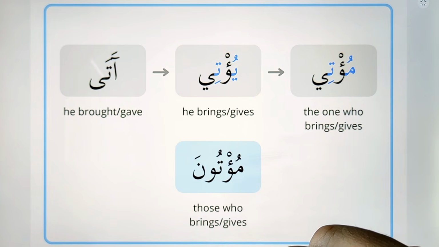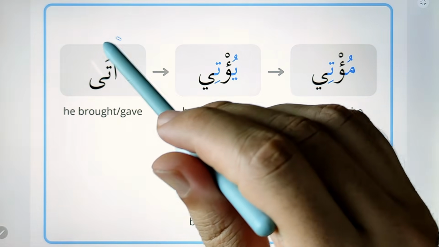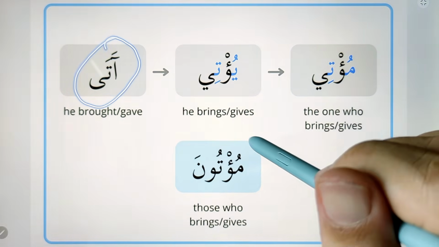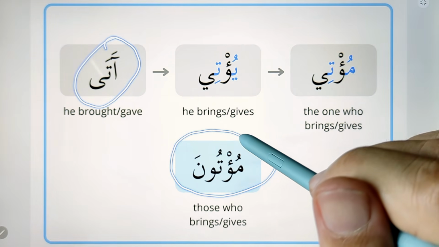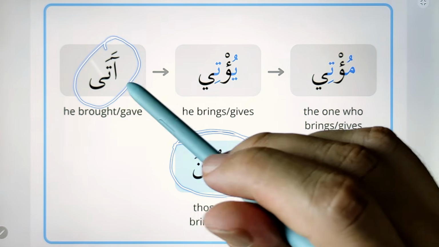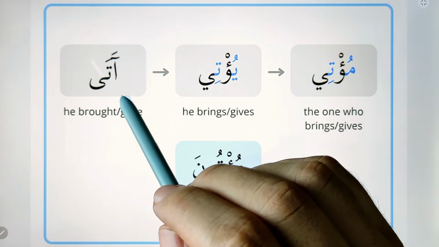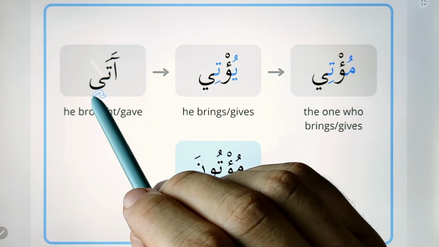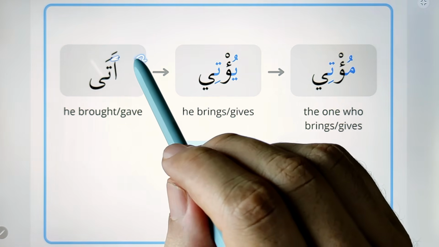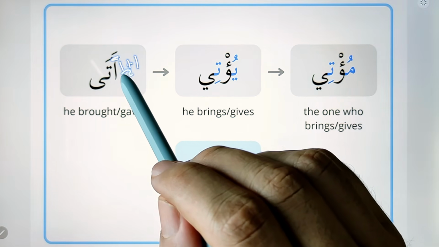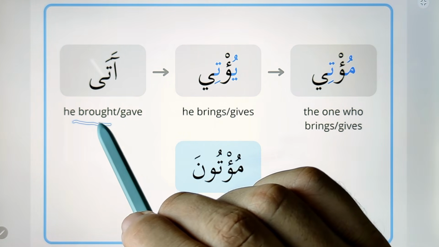Let's now look at 2 words that were in today's root. We had the word آتا and we had the word مؤتون. So now you are going to be able to transform آتا into مؤتون. Let's see how we do that. So آتا is a 4 letter verb. That's because it has a mad. The mad is actually 2 alifs together and it's written as mad. So آتا means he gave or he brought.